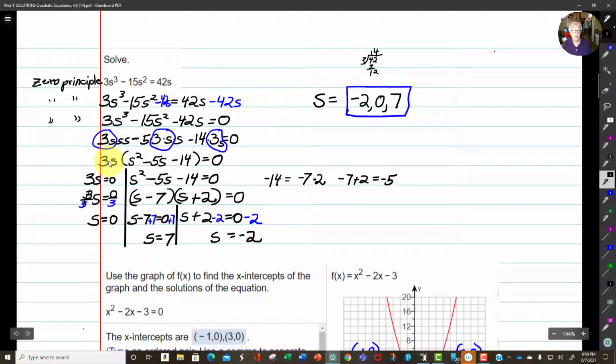I set each factor equal to 0. So 3s equals 0 and s squared minus 5s minus 14 equals 0. This is easy to solve. I divide both sides by 3 and I get s equals 0. Over here, I'm going to have to factor this quadratic trinomial into s minus 7 times s plus 2. Set each factor equal to 0 and solve for the variable.